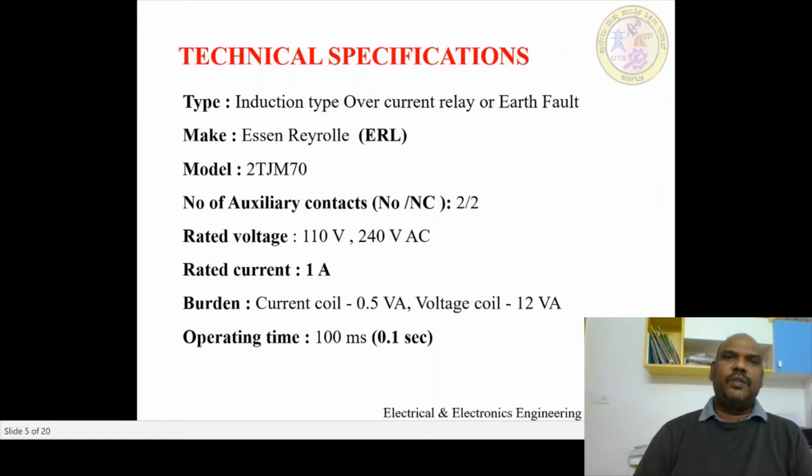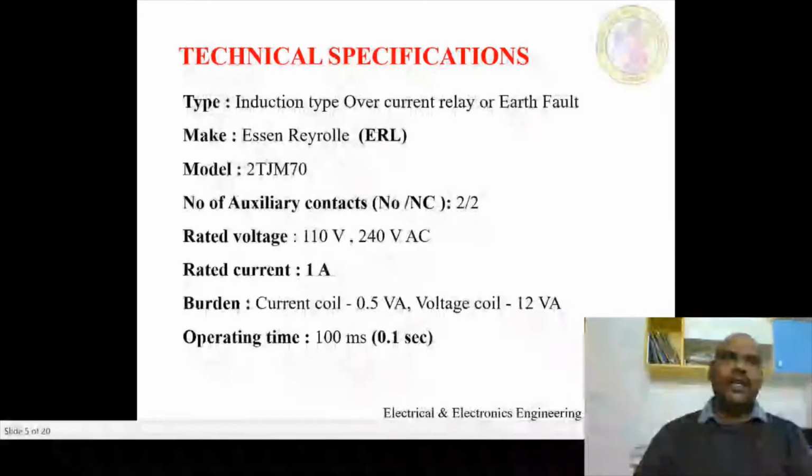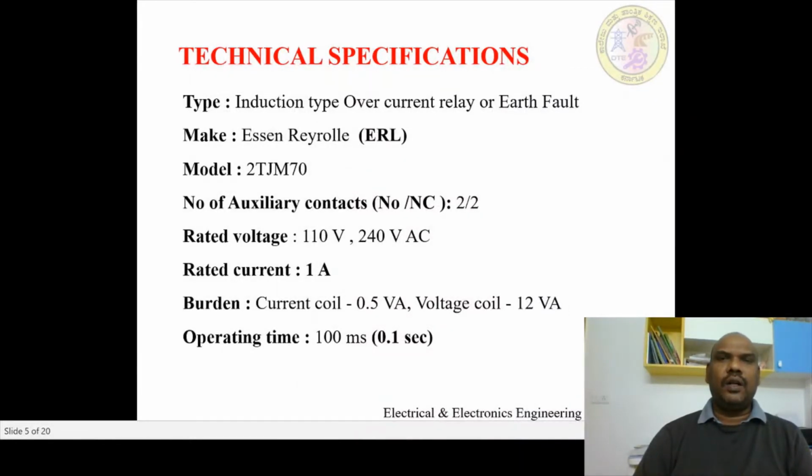So the technical specifications are like this. The type of relay is induction type overcurrent relay or earth fault relay. The make is Eaton-Ray-Rolls. It is called as ERL. The model is 2TJM70. Number of auxiliary contacts, that is 2 NOs and 2 NCs are there. Rated voltage of the coil, either it can be 110 volts or 240 volts AC.